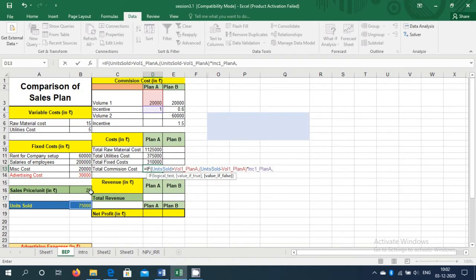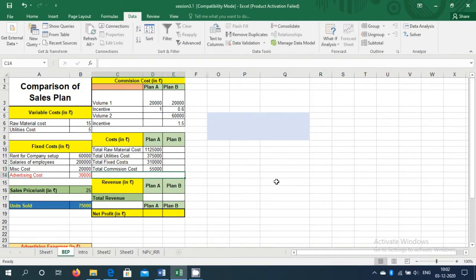So whatever the difference is, 75,000 minus 20,000, multiply with 1, else we have to write 0 over here. If it is less than 20,000, at that point we are not going to get any incentive. So it is coming 55,000. Similarly for plan B, I do not have to write for this 3, it remains the same.